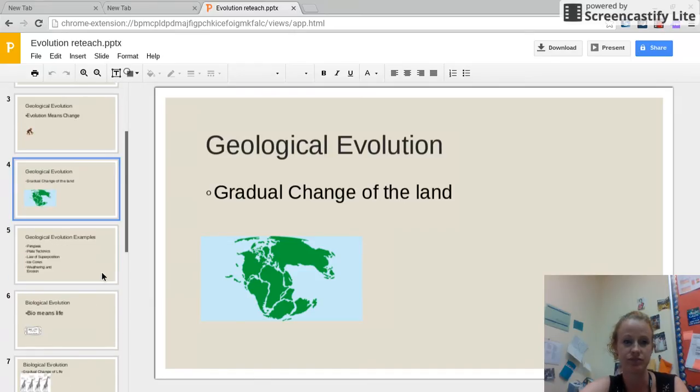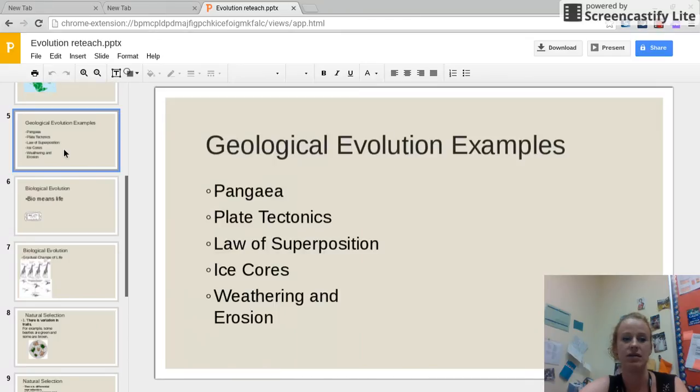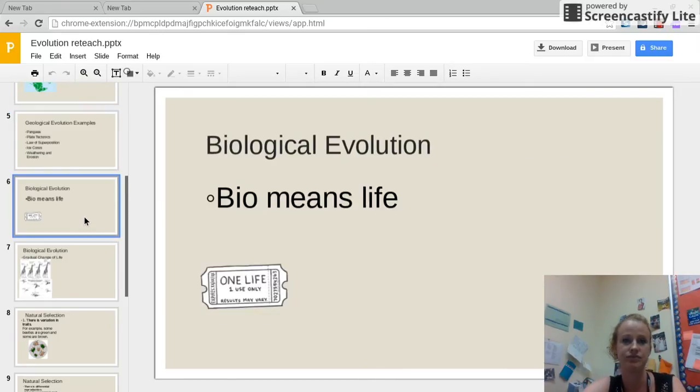Okay, some examples and things to think about if you are thinking about geological evolution could be like Pangea, which are plate tectonics, the law of superposition. So think about some of your faults and things switching up. Ice cores, which show the change in atmosphere over time. We get to also talk about weathering and erosion.